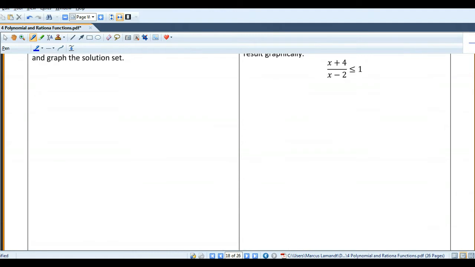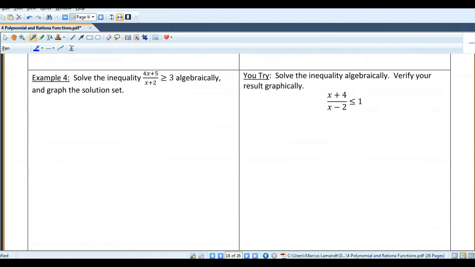Alright, last example. Okay, this time we're going to solve it algebraically. Okay, so what I'm going to do first, I've got 4x plus 5 over x plus 2. I'm going to subtract the 3 over to the other side, so now it's greater than or equal to 0. This is the same as 3 over 1. I want to get a common denominator so I can combine it all in one fraction, so I'm going to multiply top and bottom by x plus 2.